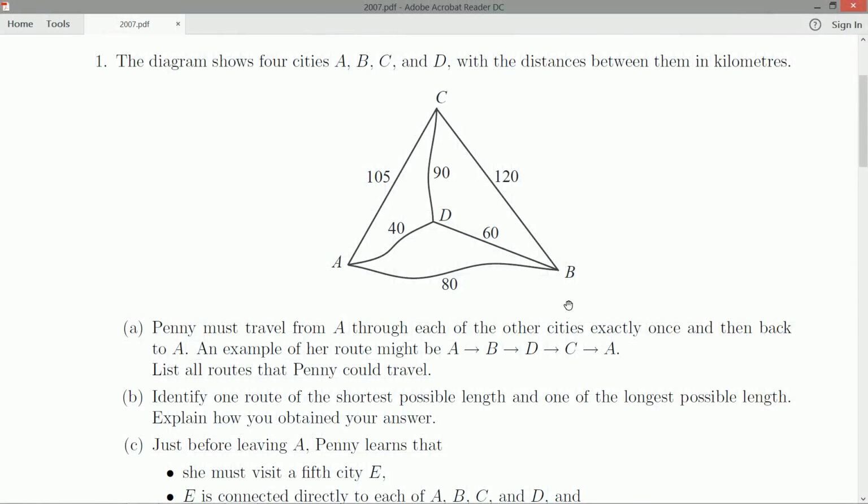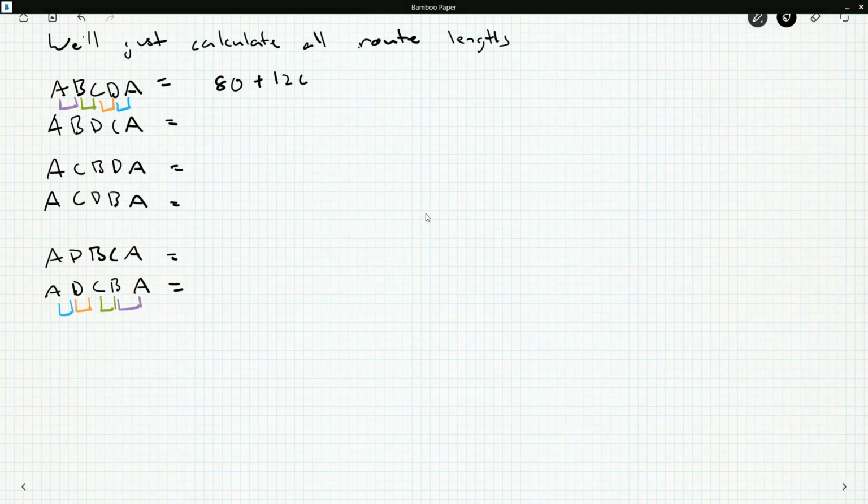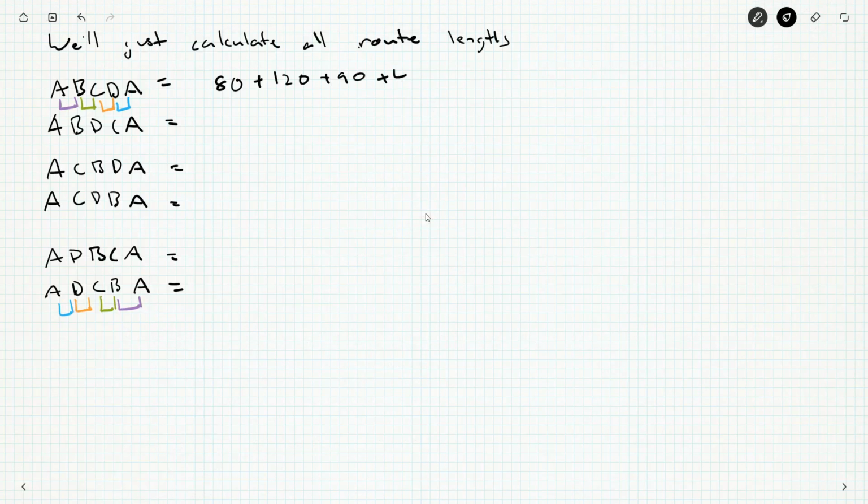Plus B to C is 120. Plus C to D is 90 and 40. Plus 120, plus 90, plus 40. And this one is the same thing but in reverse.